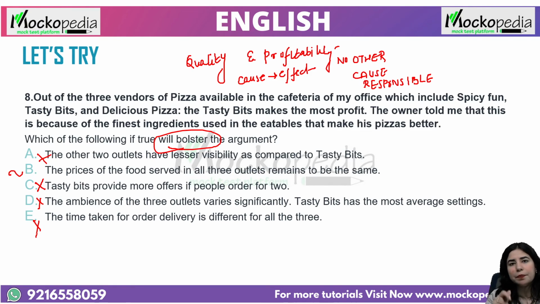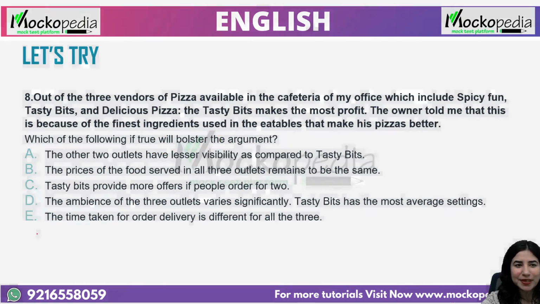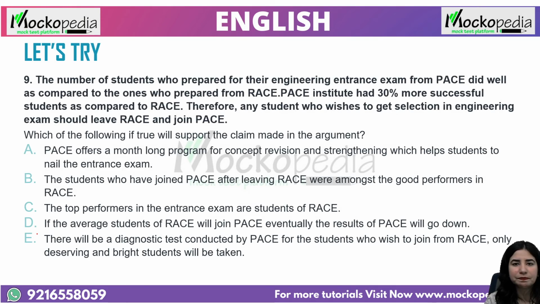So what is B doing? B rules out that there is any other reason due to which the outlet is making more profit, except that it's using the finest ingredients and making the pizzas best, right? So I hope we are sorted here. Let's move to the next question. Try this.